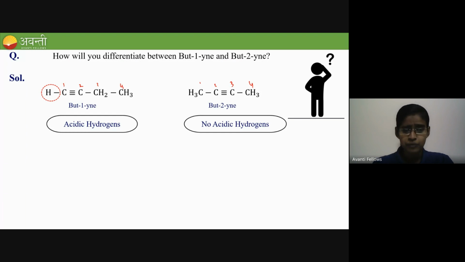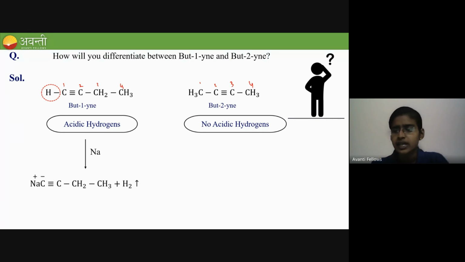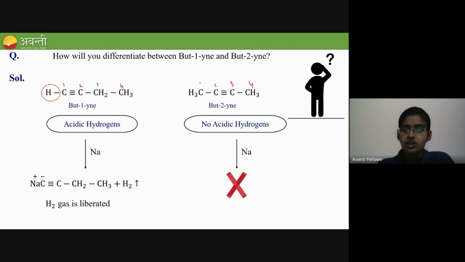Now if I treat but-1-yne with sodium metal, it contains an acidic hydrogen. Yeah, very good, Parul, your answer is correct. So it reacts with sodium to form sodium butynide with the evolution of hydrogen gas. Now, when but-2-yne is treated with sodium metal, there is no reaction. Why is there no reaction? Because no acidic hydrogens are attached to it. That's why the reaction will not happen and no hydrogen gas is evolved.